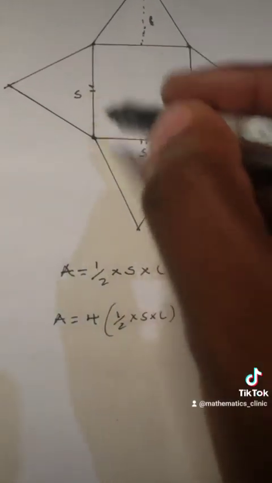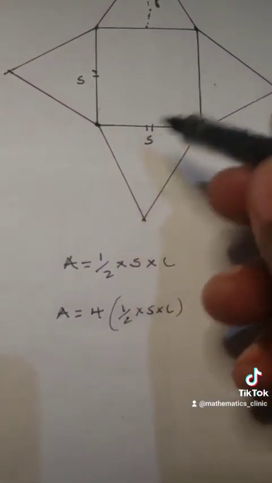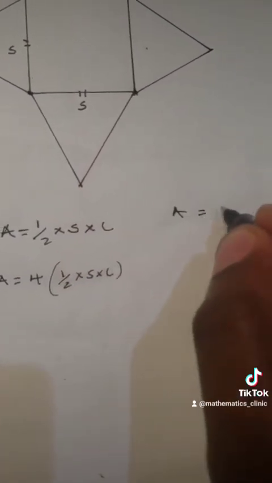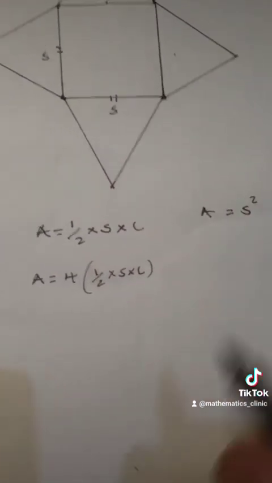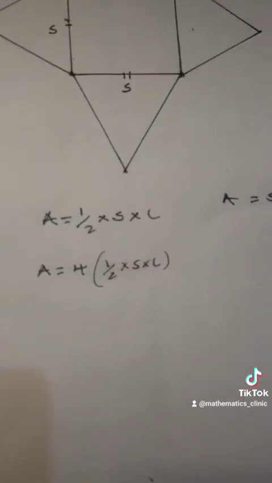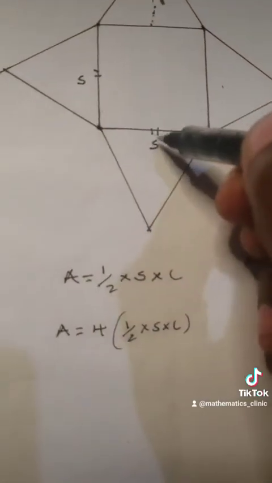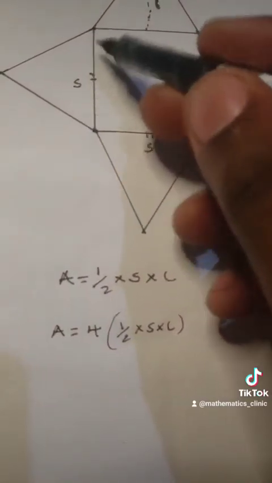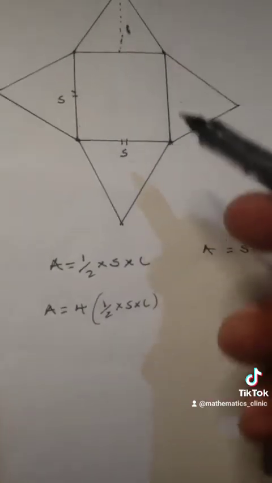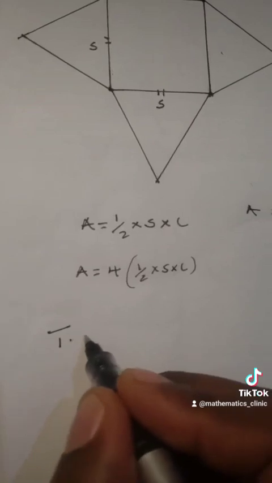Then for this square base, how do we find the area of a square base? The area is equal to S squared, because you have S times S, length times breadth, which is S squared because this length is equal to that length. So we have that. For us to now find the total surface area, denoted by T, total surface area.